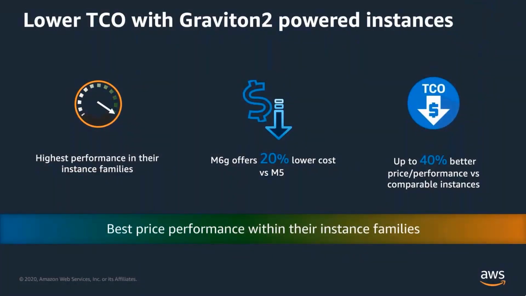So overall, Graviton2's role in life is to allow our customers to lower their TCO, optimize performance and price performance for their workloads. They offer the highest performance within their instance families. M6G is 20% lower than M5 for the equivalent size instances, and up to 40% better price performance versus comparable instances. Ultimately, they offer the best price performance within their instance families.